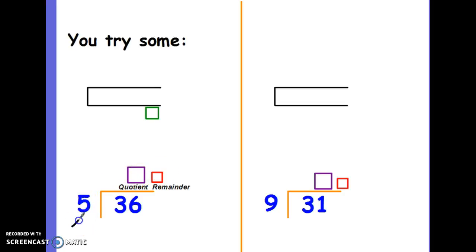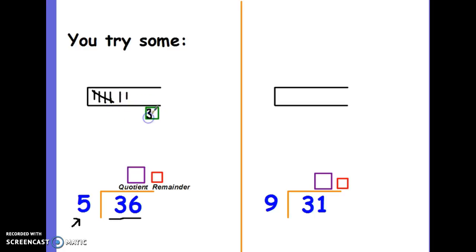I'm going to skip count by the divisor until I get close to but not over 36, which is my dividend, and then I'm going to write that answer down underneath here as well as in my answer box. 5, 10, 15, 20, 25, 30, 35.